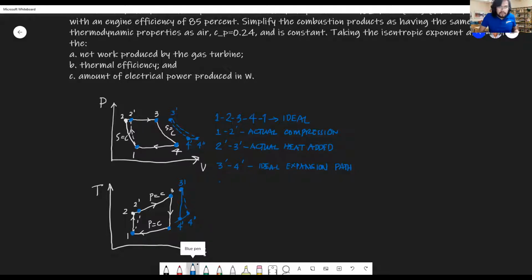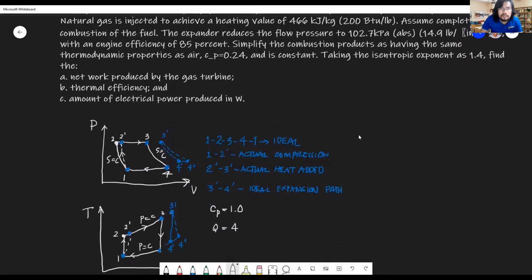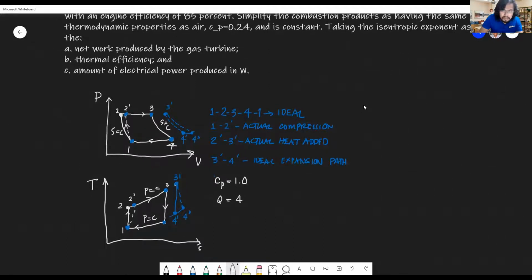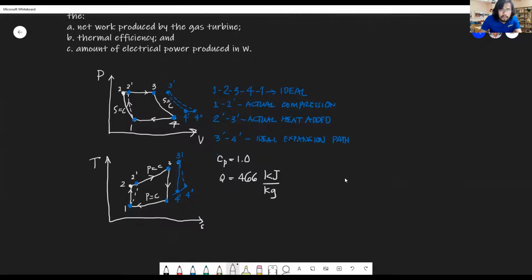All right, we have other information given. We have the Cp at 1.0 and Q. Okay, this is the heat, right? The heating value of natural gas. So it's 466 kilojoules per kilogram, meaning there's 466 kilojoules for every kilogram of natural gas.